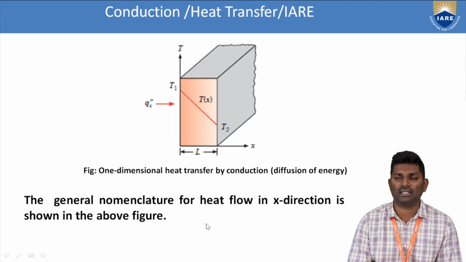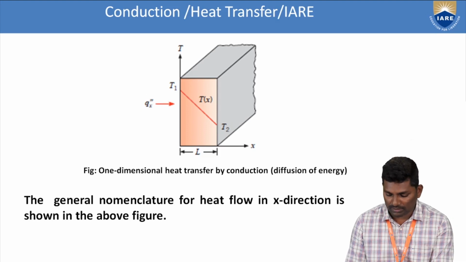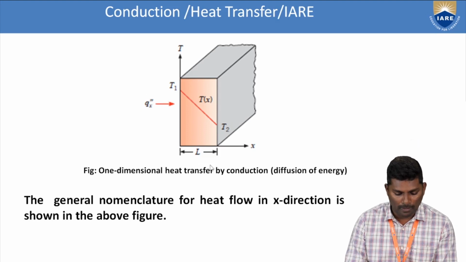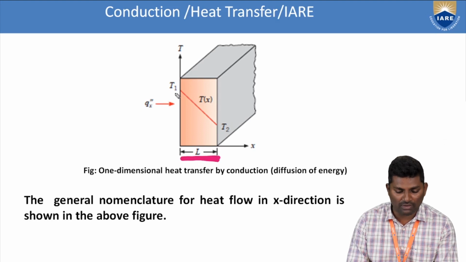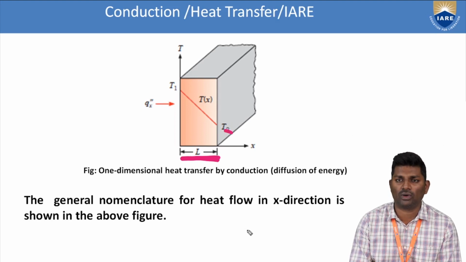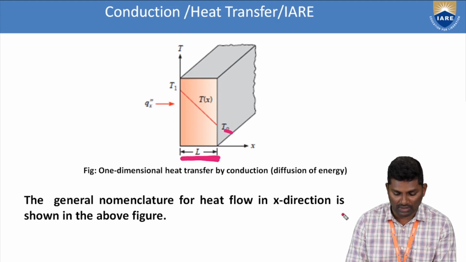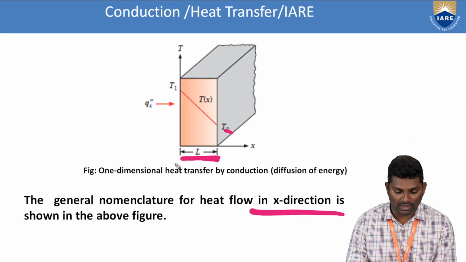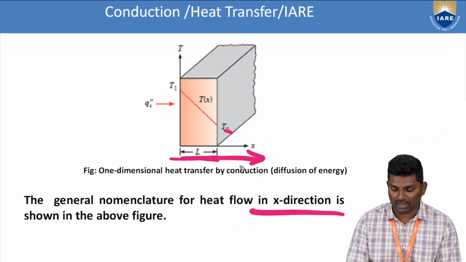Now if you consider a small wall, a one-dimensional wall here, L is the thickness of the considered wall, and T1 is the temperature at one phase and T2 is the temperature at the other phase. Now in order to calculate the heat flow inside the given wall in the direction x, you can see clearly the x direction, so you are considering along x, so that's why it is dT by dx. Clear?